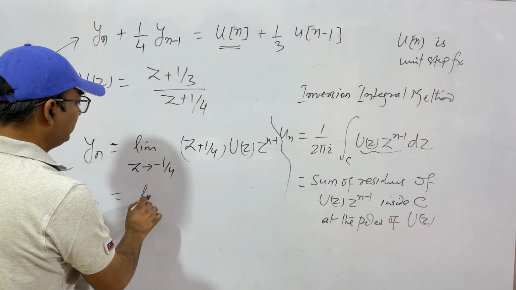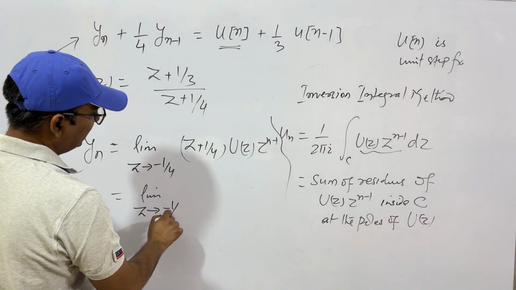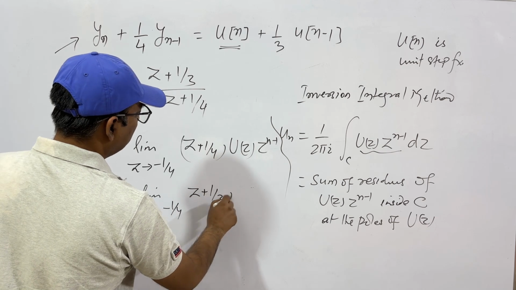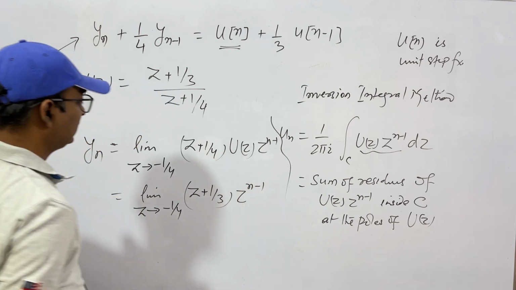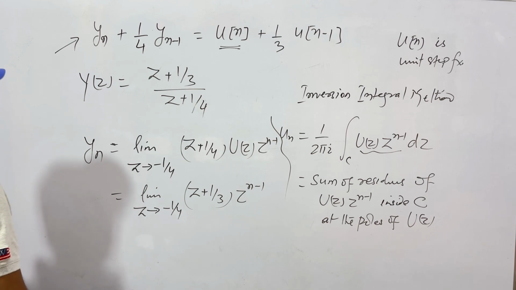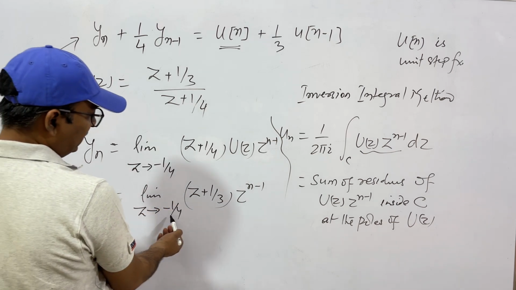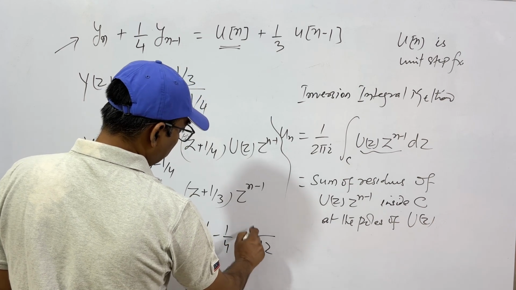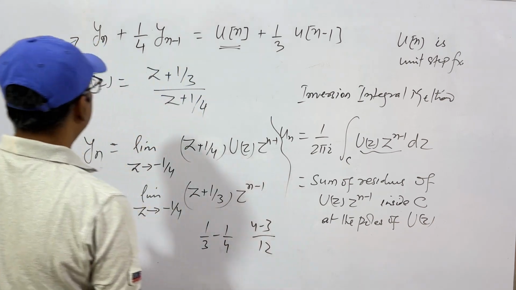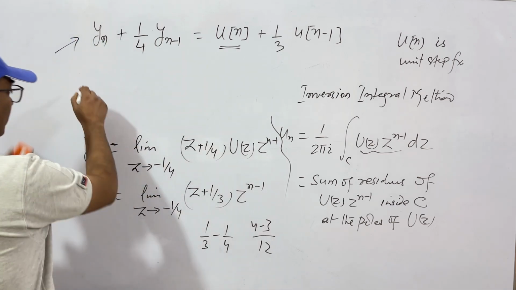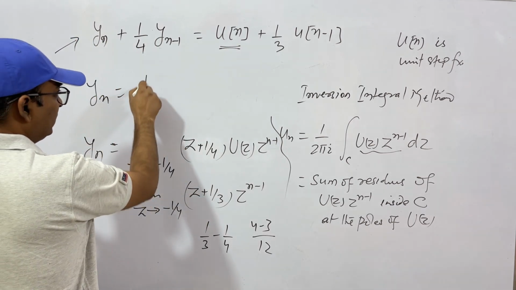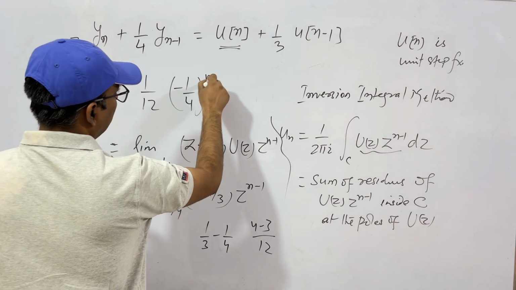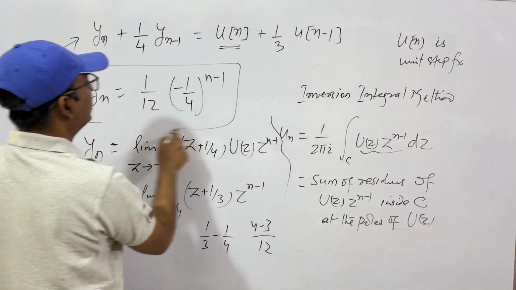So what you get is limit z tending to minus 1/4 of (z plus 1/3) into z^(n-1). Now let's put the value of z here. So z tends to minus 1/4. So this will be 1/3 minus 1/4. So this is 12, 4 minus 3, so 1 by 12. So what you will get is y(n) is 1 by 12, and here z is minus 1/4, so (minus 1/4) to the power n minus 1. So this is your sequence.